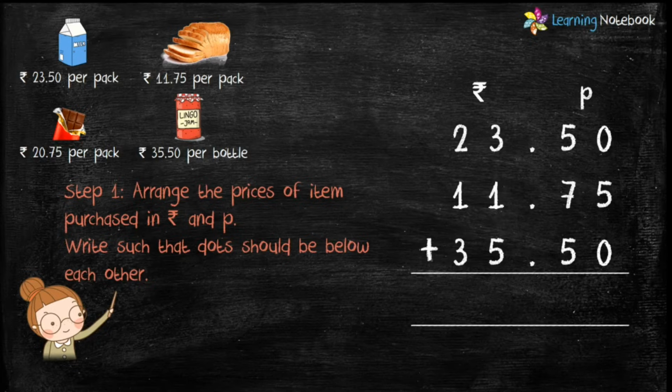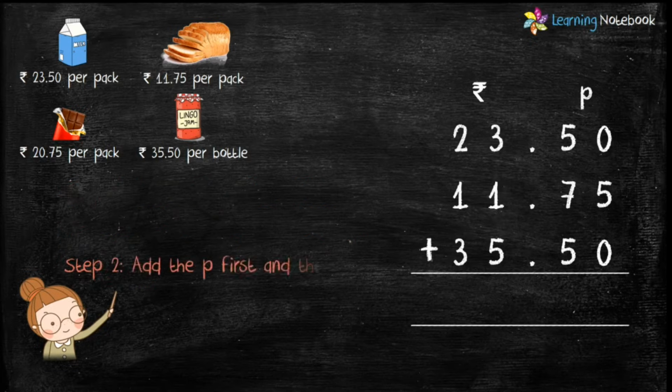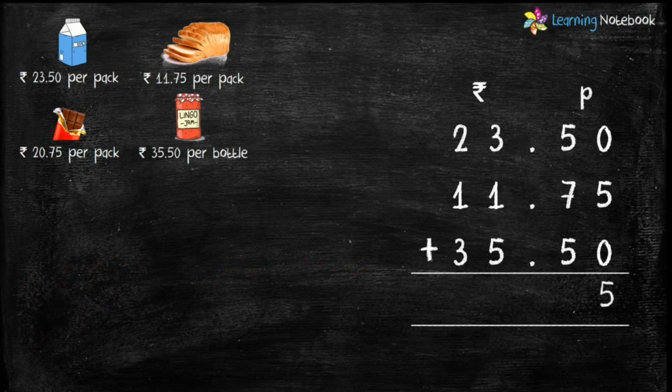Now add the paise first and then rupees. So 0 plus 5 plus 0 equals to 5. Next, 5 plus 7 plus 5 equals to 17. Regroup 17. 7 comes in the answer and 1 gets carried over. Now students, before adding rupees column, put a dot in the answer.